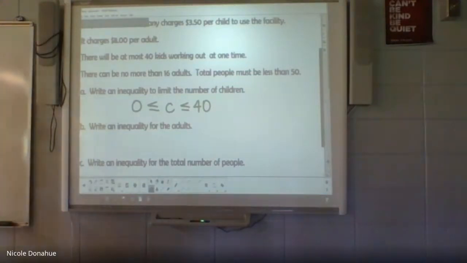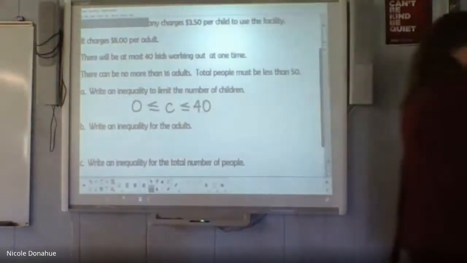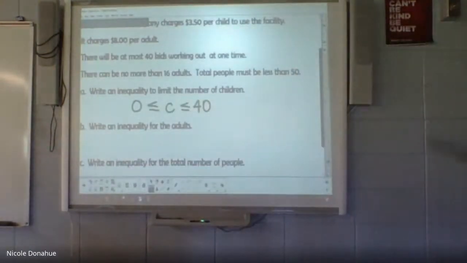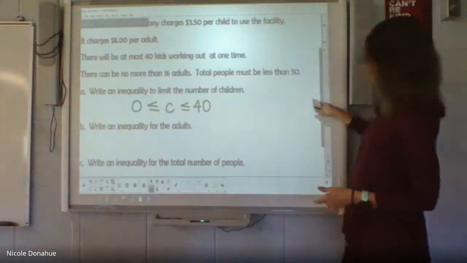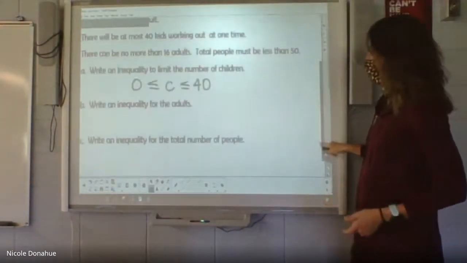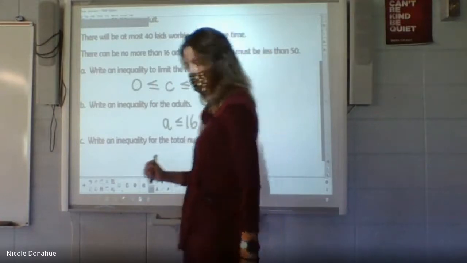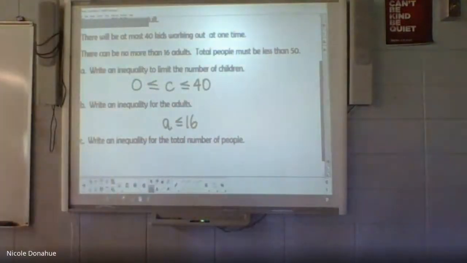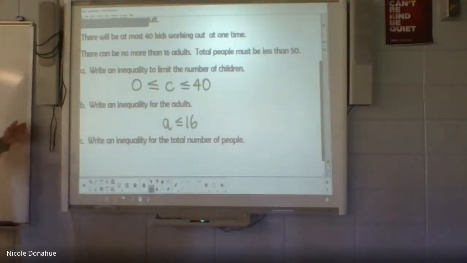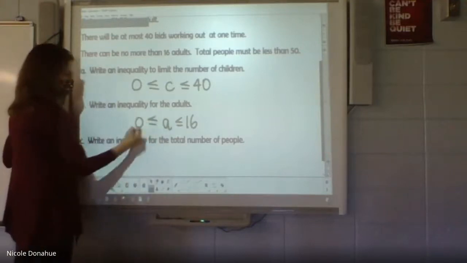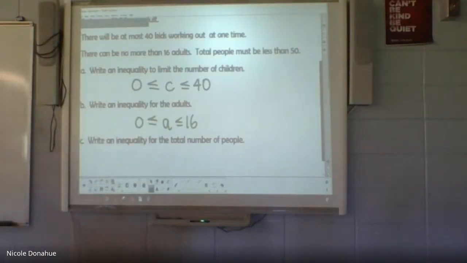All right, so 0 to 40, that's the feasible region for children at this facility. How about adults? What would our feasible region be then? Less than 16. We want to be less than 16 adults. Remember, we said adults are bigger. But then we also can't have negative adults, so we're going to go from 0 to 16, right?